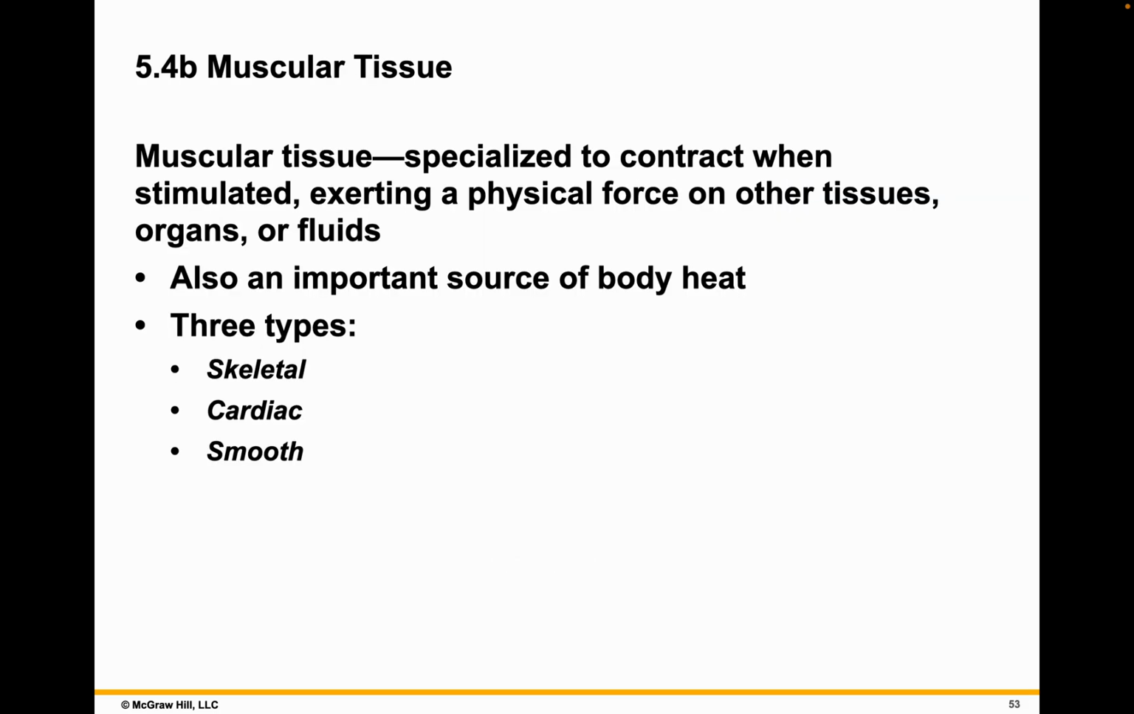Muscular tissue is specialized to contract when stimulated, exerting a physical force on other tissues, organs, or fluids. It's also an important source of body heat. Muscle tissue comes in three types: skeletal, cardiac, and smooth.